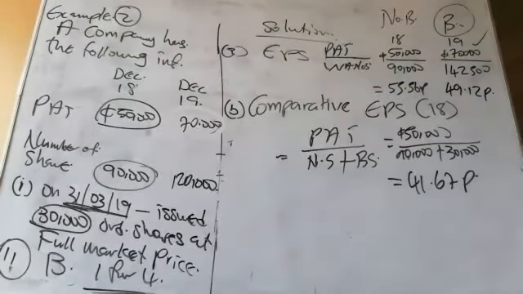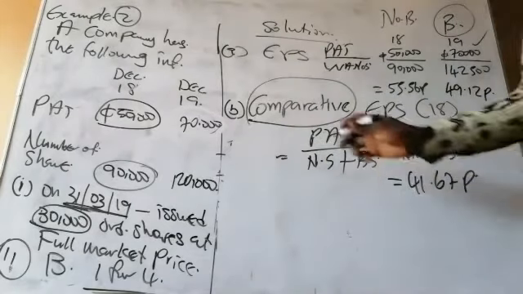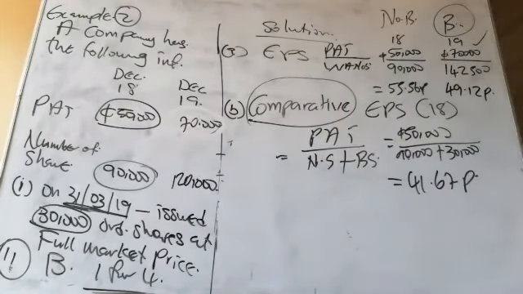Basically, that is it. So in short, anytime you see the examiner mention comparative information, that means there's a bonus share in the past. So take note: if an earnings per share question drops and the word comparative is in the requirement, then see that there is a bonus in the question, because the bonus will distort the profit.